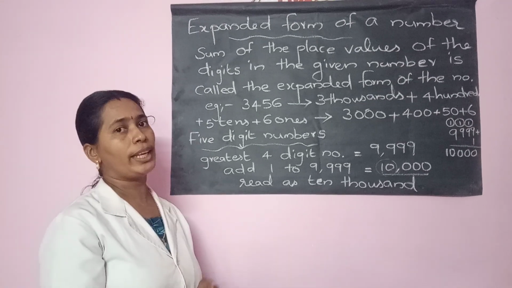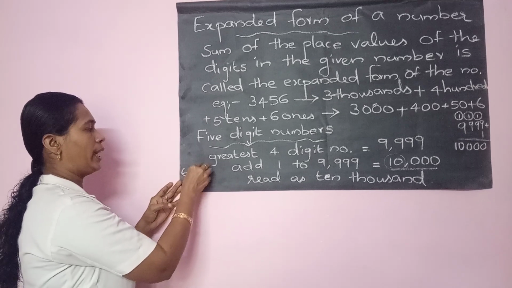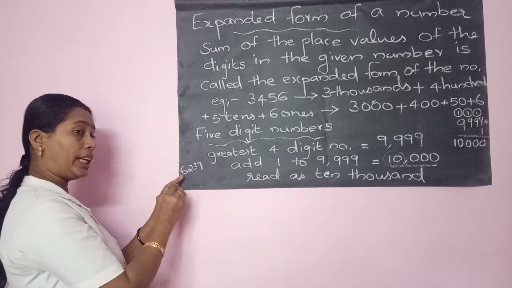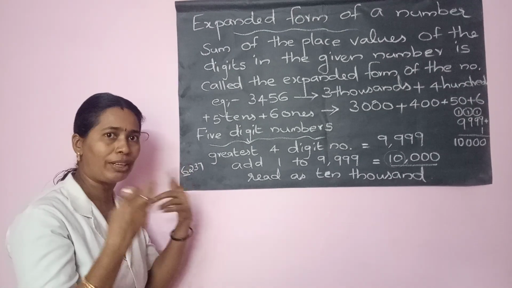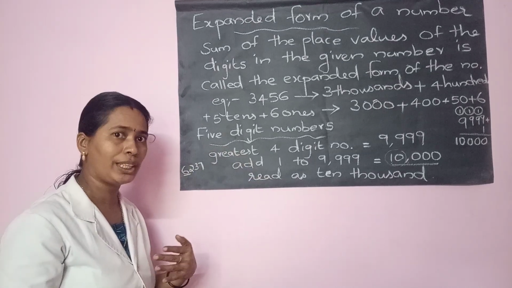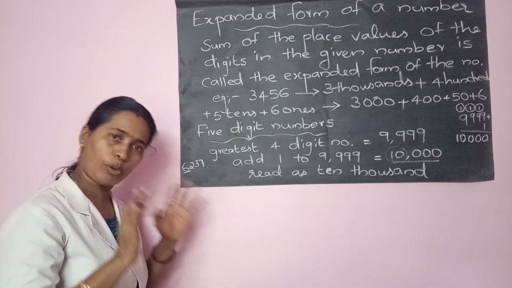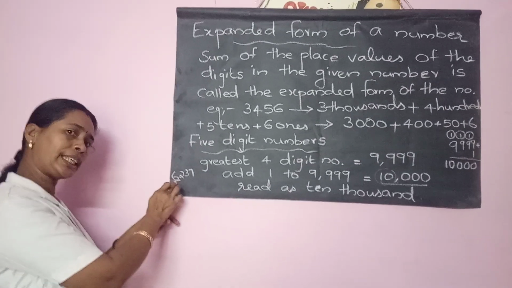Suppose you take a number as 6237, a 4-digit number. And the face value of 6 means 6 itself. See our own face. When we are looking at a mirror, what can you see? Our own face, isn't it? That is called face value. Our own face or the face digit itself. So, face value is 6 itself.